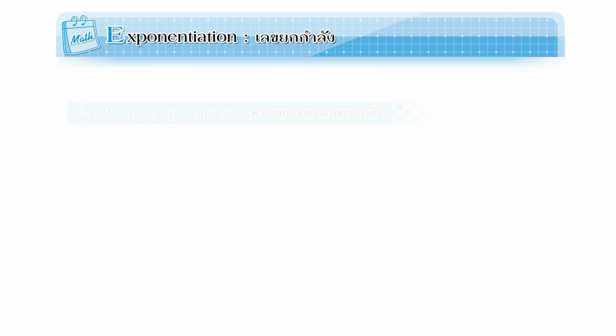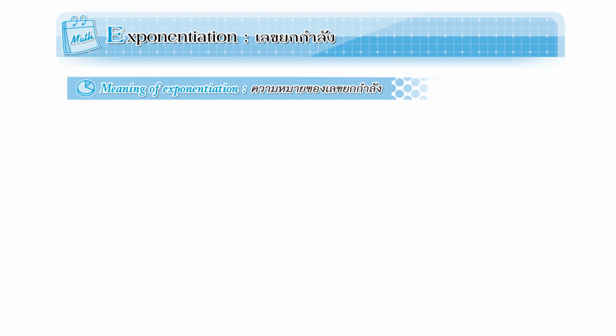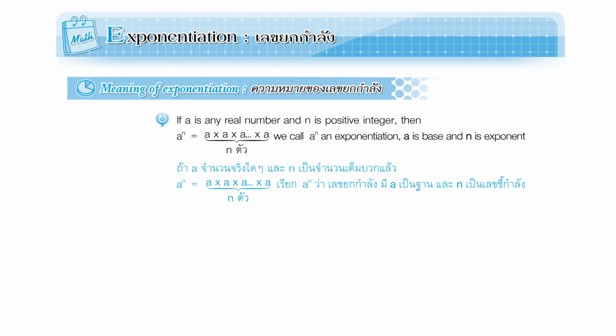Page 128. Exponentiation. Meaning of exponentiation. If a is any real number and n is a positive integer, then a to the power of n equals a times a times a times a times a. We call a to the power of n an exponentiation. a is the base and n is the exponent.